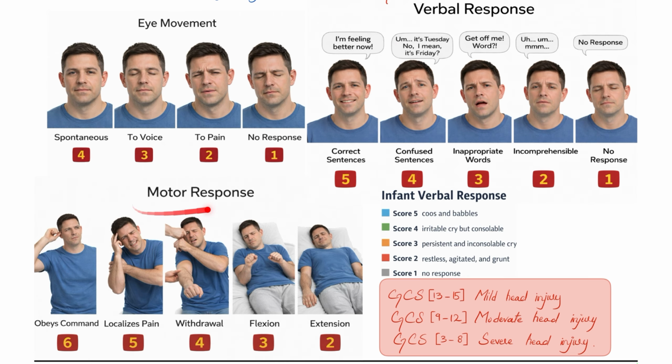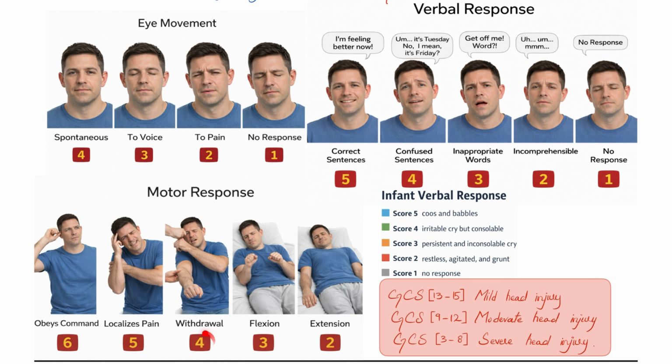Then motor response. If the patient obeys command, like you ask the patient to touch his ear and he touches it, it is score 6. If the patient cannot obey command but he can localize the pain, for example, you have pinched his forehead and he exactly puts his finger on his head, so this is given score 5.